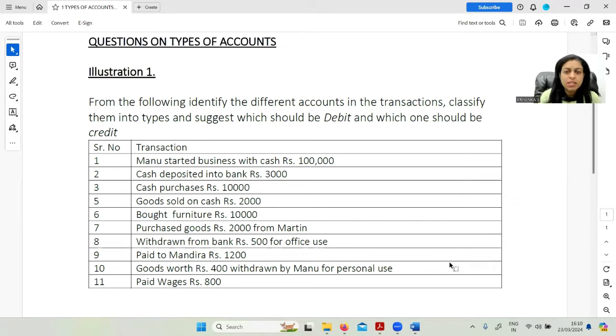So we take this first transaction. Manu started business with cash rupees 1 lakh. Before we really start with all the illustrations and split the transactions, there is a base concept that you need to understand, which will lay one foundation stone for your accounting. First important thing you need to remember: whenever any transaction is happening, it is from the point of view of the business that you are going to write the accounts.